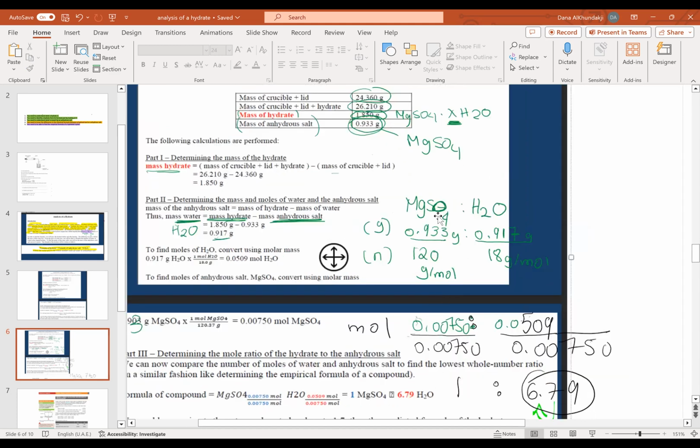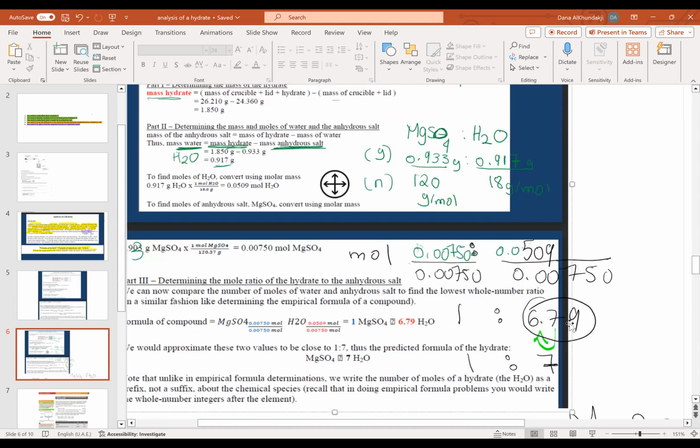Now, calculating this value for magnesium sulfate gives you 0.00750 moles of magnesium sulfate, and for water you are going to get 0.0509. Now you need to simplify again for the simplest ratio, so you're going to simplify by dividing by the smallest value here, which is 0.00750. So this will give you a ratio of 1 to 6.79. In this case, you can round up and it becomes a 7. Okay, so it's a ratio of 1 to 7.